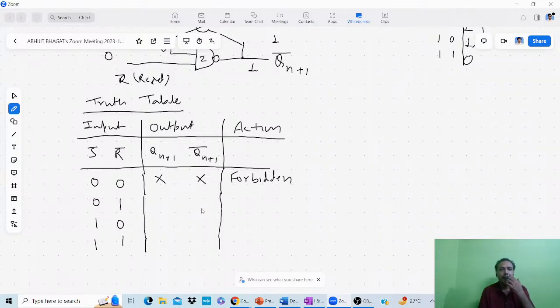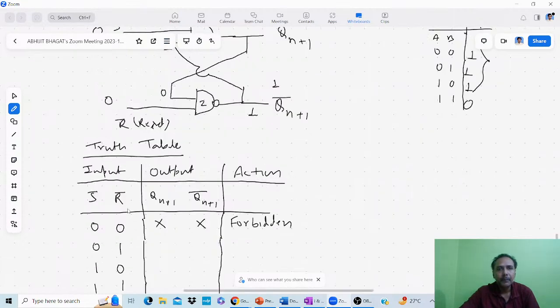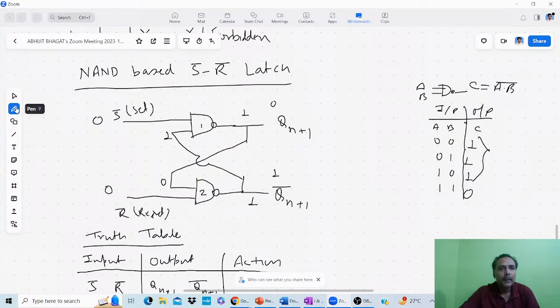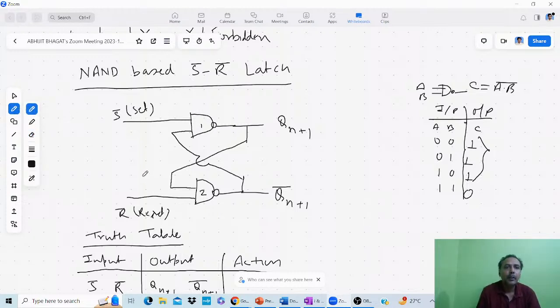Okay, clear? Next we consider the 0 1. First I will erase it, then I will discuss the next one. So 0 1, your S is 0 and R is 1.